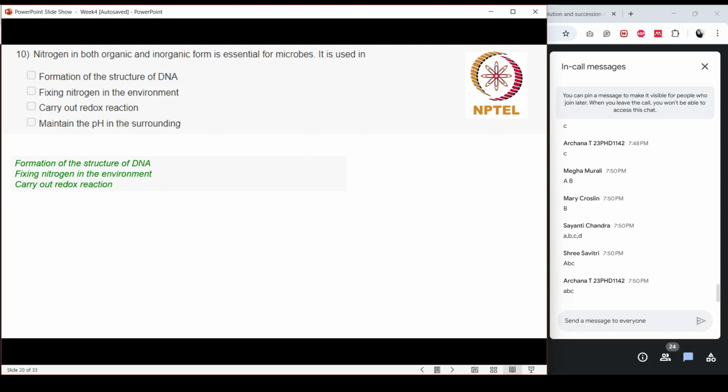I would like to mention a very important thing in such kind of question. If you are marking only one answer when more than one is correct, then you won't get the marks. You need to mark all of the correct answers. Then only you will get the marks. So for such kind of question, please look at all the options carefully, then mark the answer.